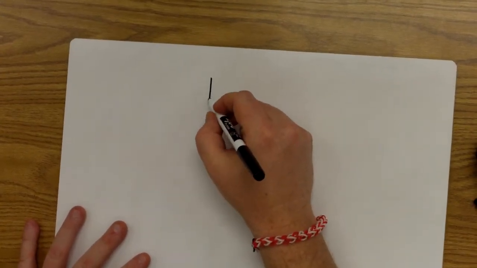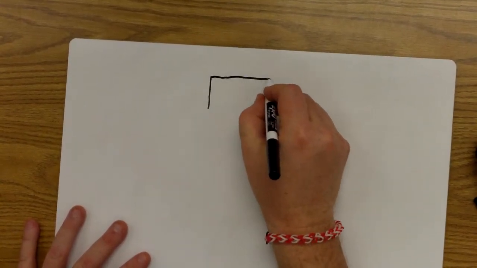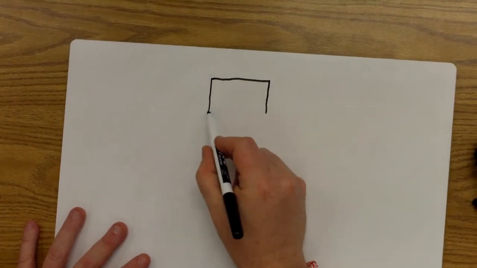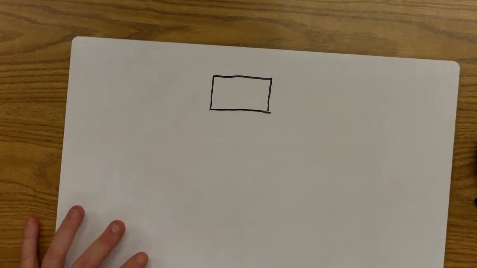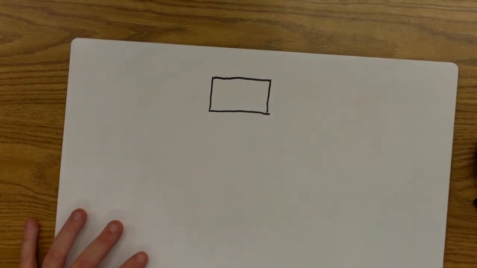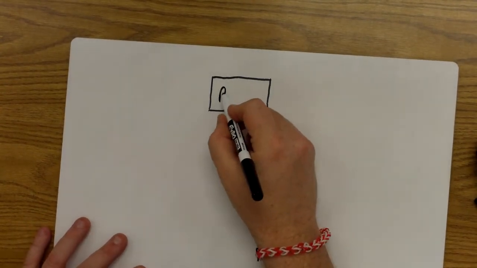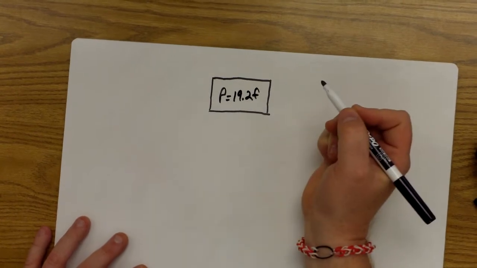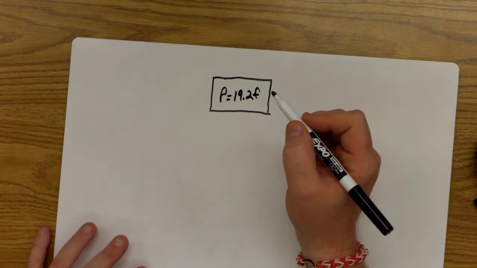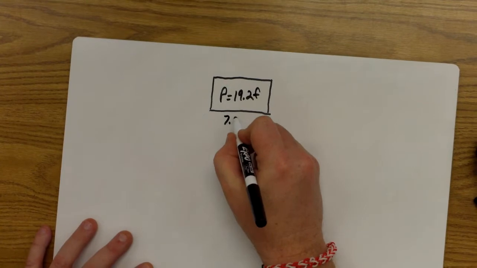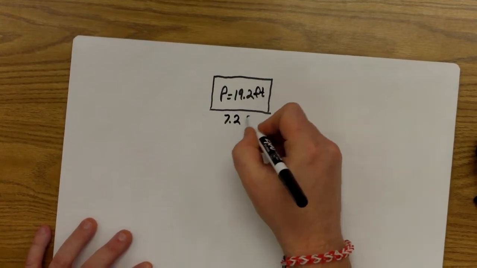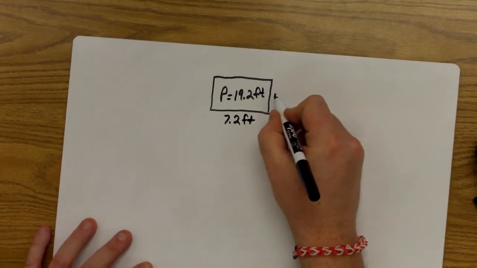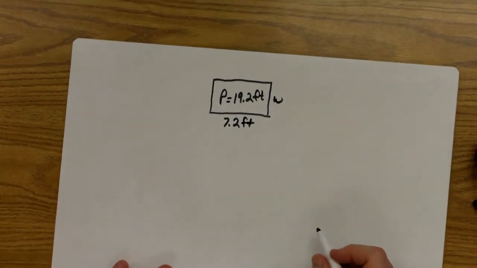Okay, for this next problem, we're pulling a little bit of geometry. Suppose we have a rectangle, and the perimeter of the rectangle is, say, 19.2 feet. So perimeter equals 19.2 feet. And the length is, let's call it 7.2, this should be L, feet. And we want to solve for the width.